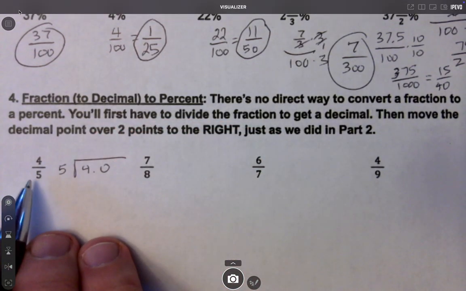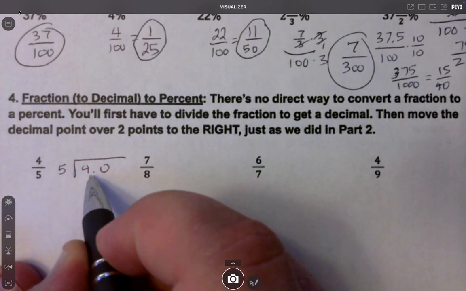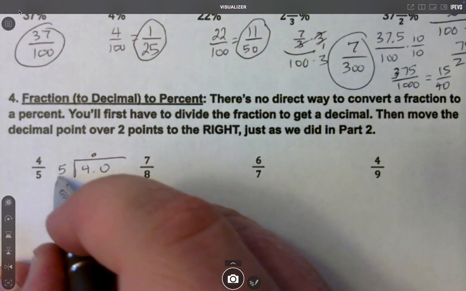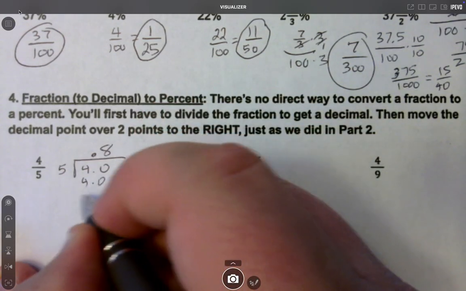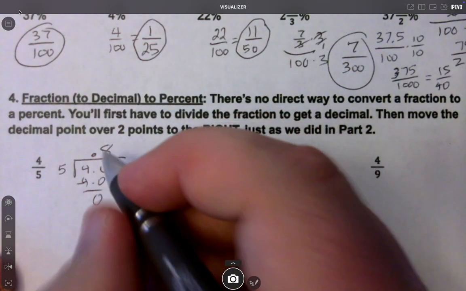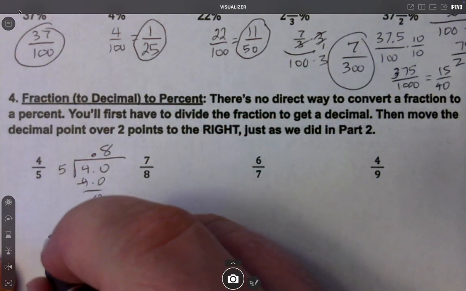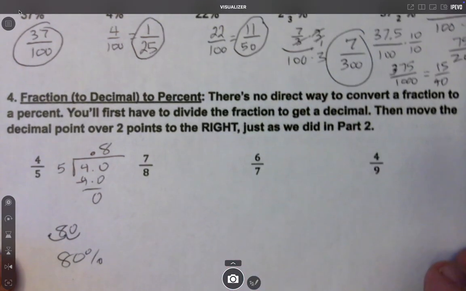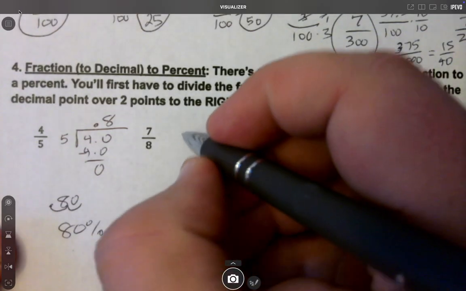Just remember what's in the bottom's on the outside, top's on the inside. So 5 won't go into 4. That's why I wrote the decimal. Then we treat this like 40. So I put a decimal right here. 5 goes into 40 8 times. 8 times 5 is 40. So no remainder. So we've got the decimal. So it's 0.8, and we move it to the right 2 spots. So that's 80%.